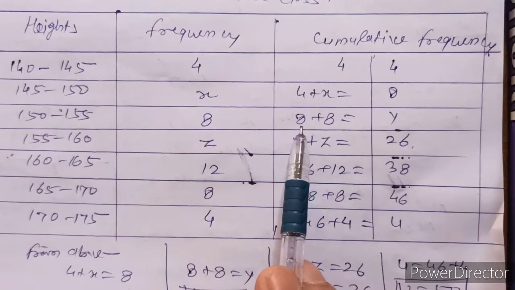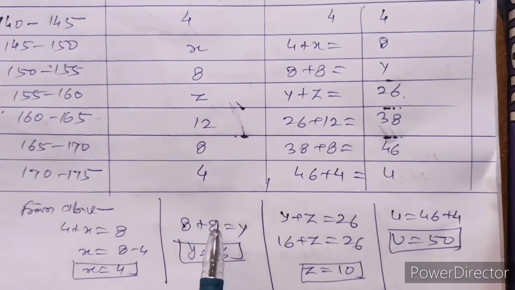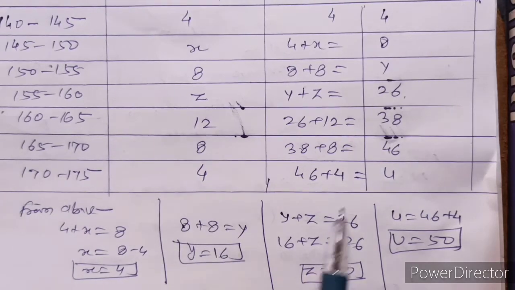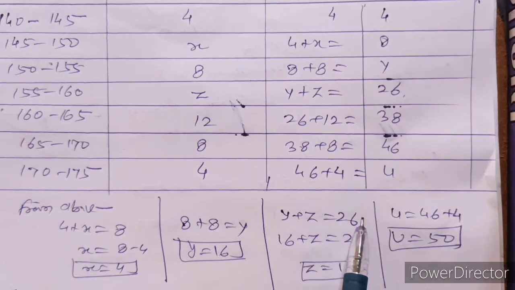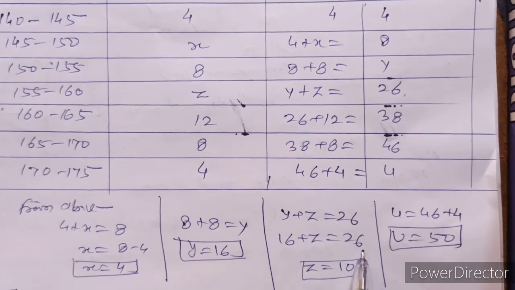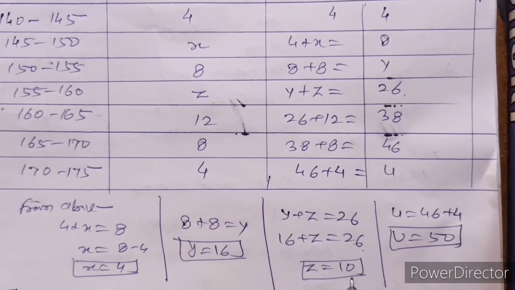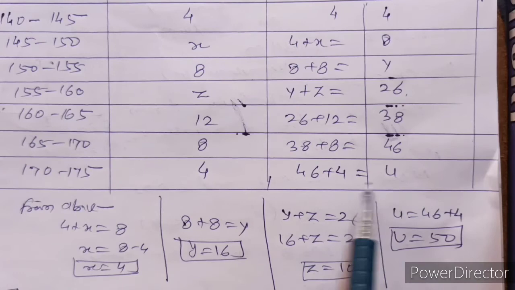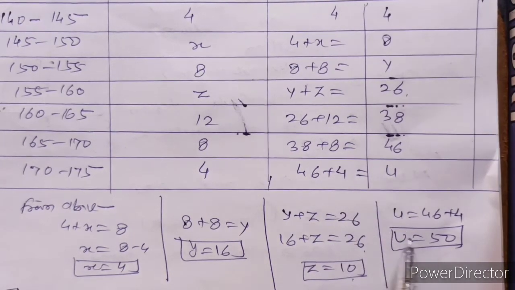Now again, 8 plus 8 equals y, so y equals 16. Now y plus z equals 26, so putting the value y equals 16, we find the value of z: z equals 26 minus 16, which is 10. And u equals 14 plus 46 plus 4, which is equal to 50.